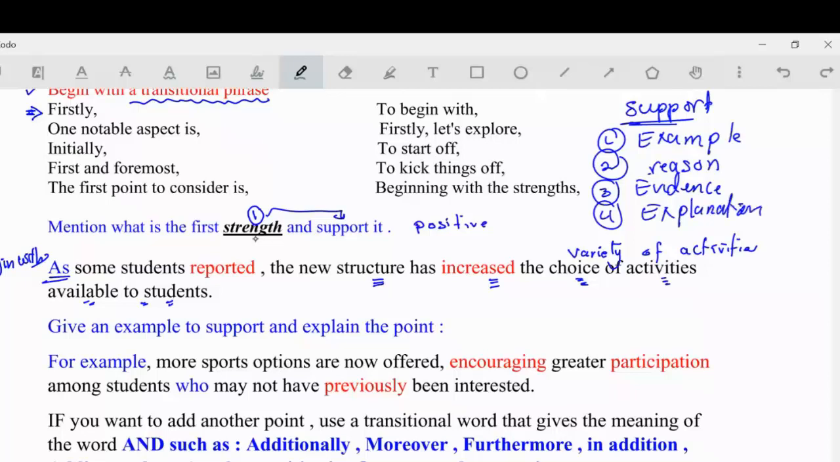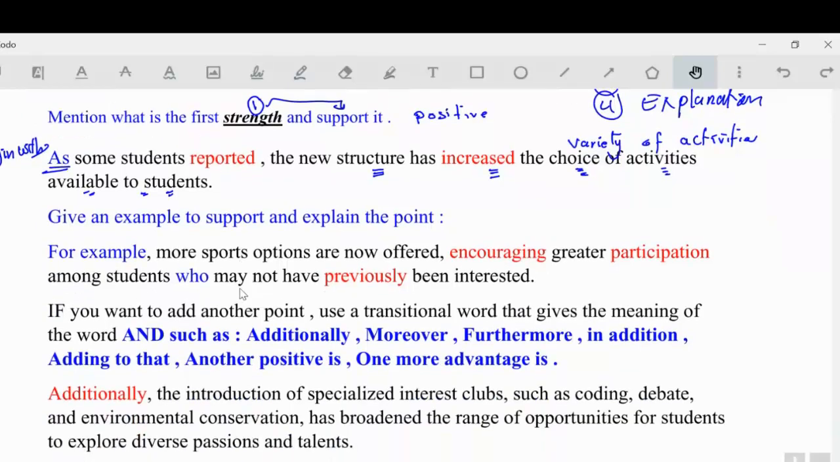Okay? I'll teach you how to support ideas in detail, inshallah. But now today, let's focus on the structure. So this is the first point. How I supported it: give an example to support and explain the point. Look, he said, what about this point? For example, more sports options are now offered.